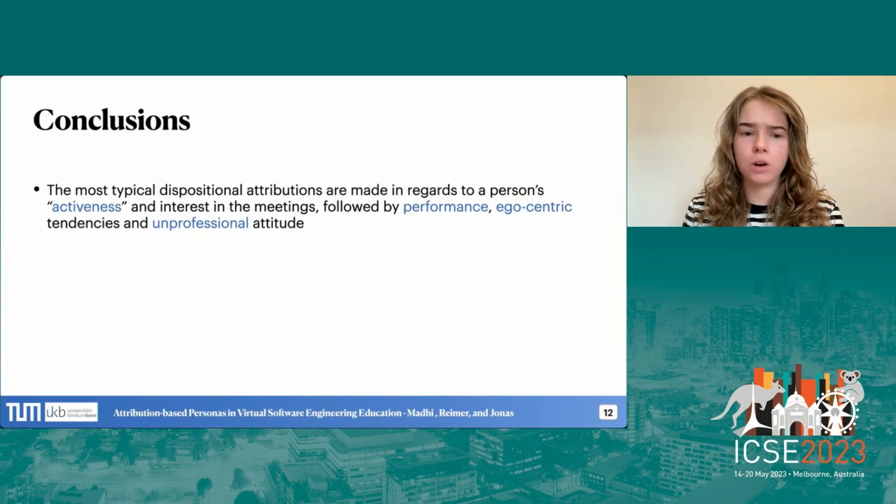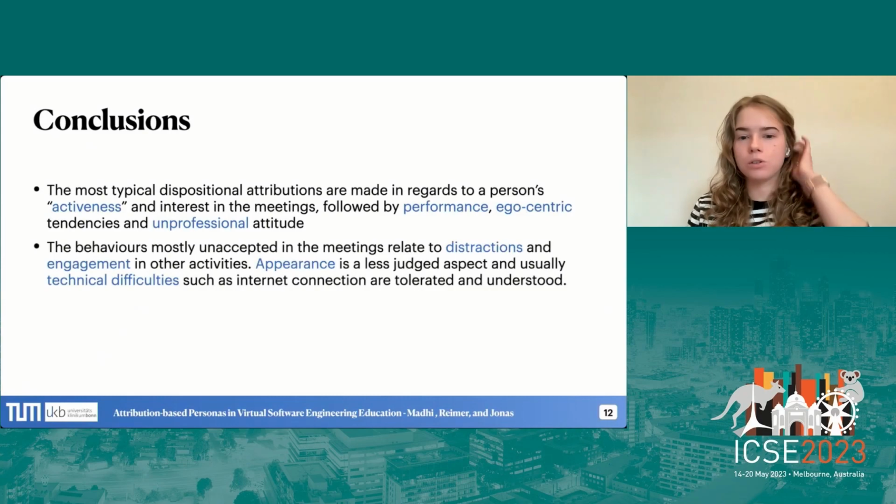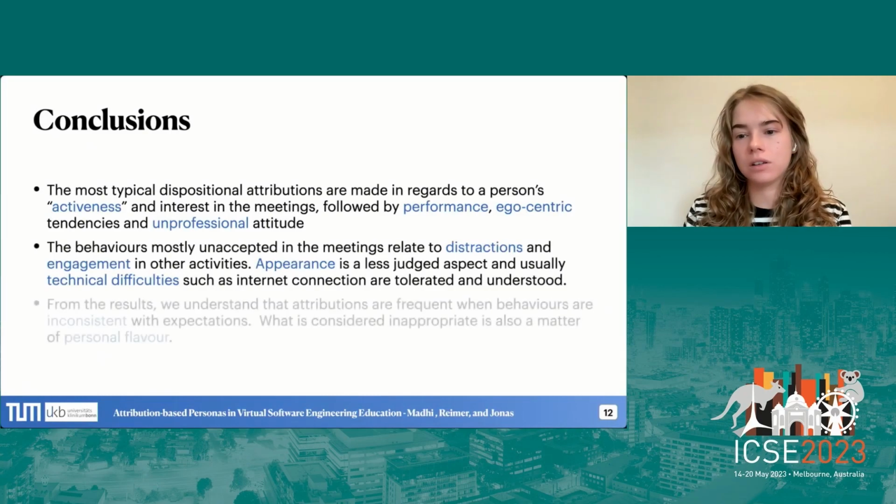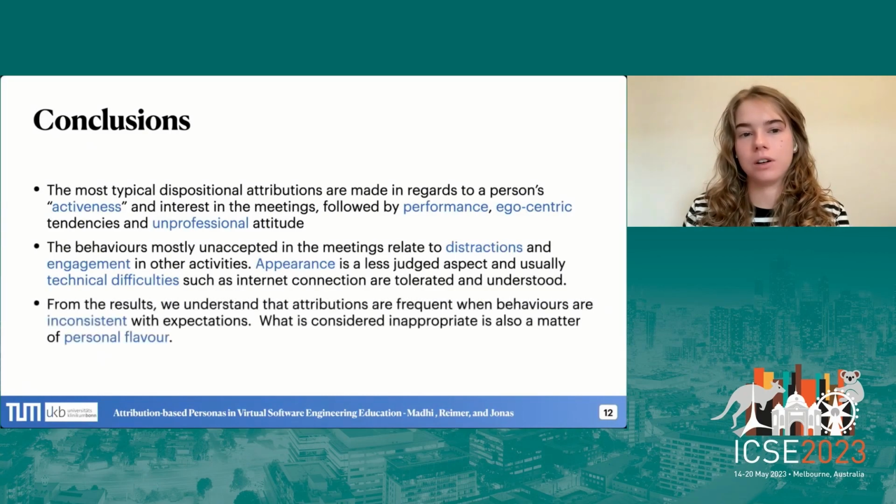And from the results, we also understand that the attributions are frequent when behaviors are inconsistent with the expectations of the educators. And there is also a matter of personal flavor, of course. And now that we know the most typical attributions, more work can also be done on studying the errors in judgment, also known as the fundamental attribution error.